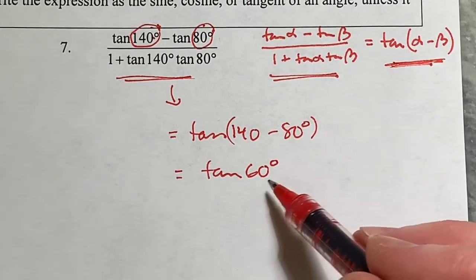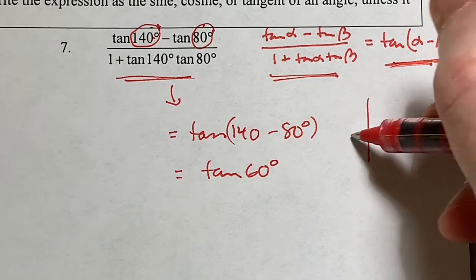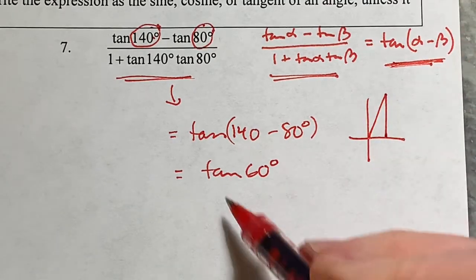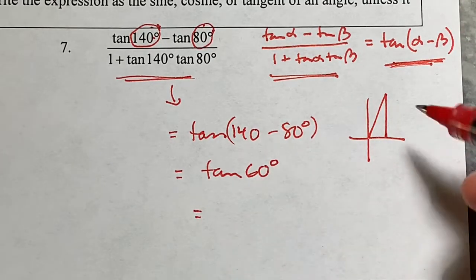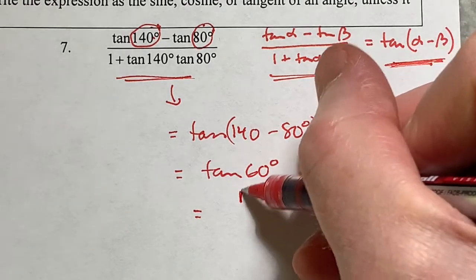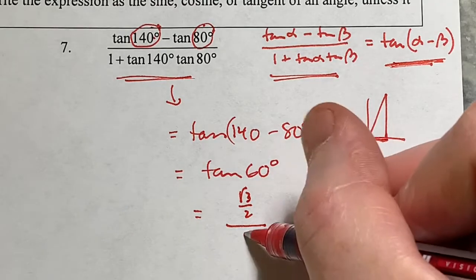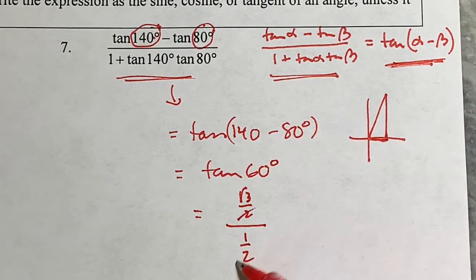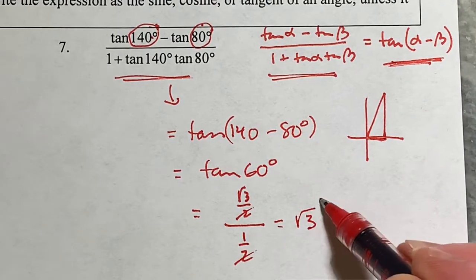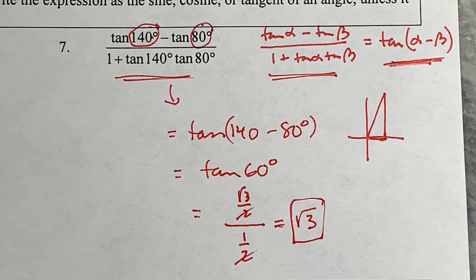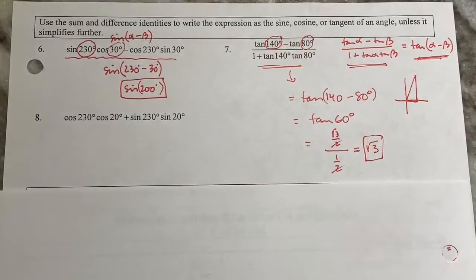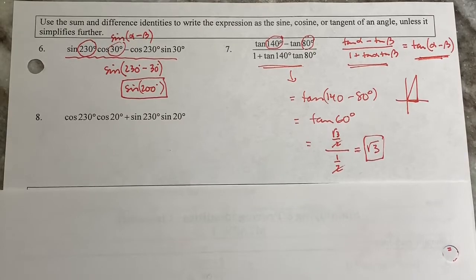Now, normally I'd stop there, but that is a unit circle value. So I'm going to go to 60, and tangent means y over x. I'm going to take the y value, which was up a lot, root 3 over 2, put it over the x value, which is over a little, 1/2. I can cancel the 2's out, and I get root 3, positive. All right, so look at number 8.